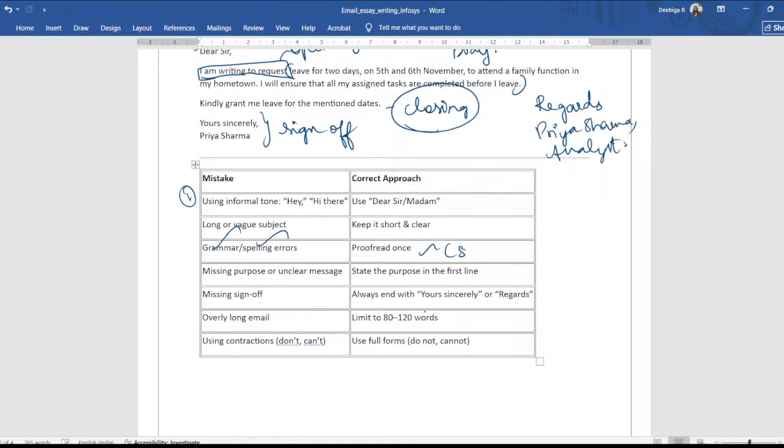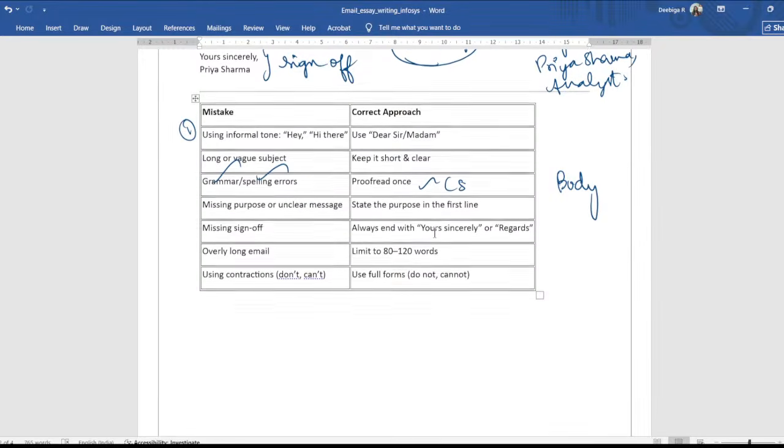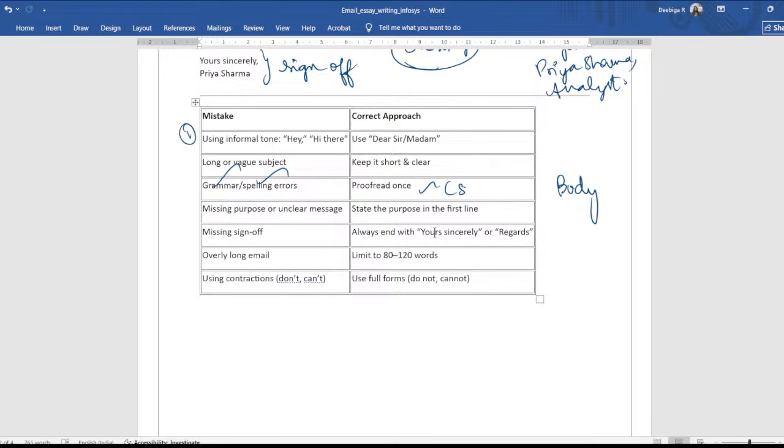Okay, missing purpose or unclear message. When you don't follow this opening, body, and closing and a proper subject, you miss the purpose, or you might send an unclear message that is not professional. They will also check that. So always give a correct purpose. You will give the purpose in the body. Remember, you will give the purpose in the body. Always give it correctly. And when you miss the sign off, when you miss yours sincerely, regards or something, then that might also be a mistake.